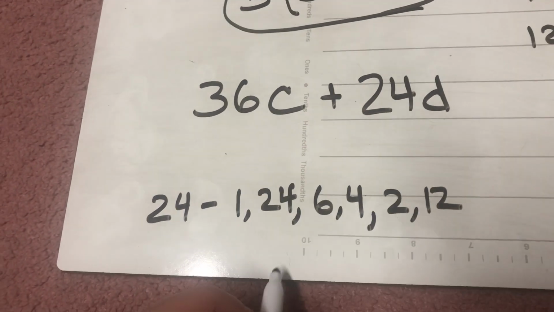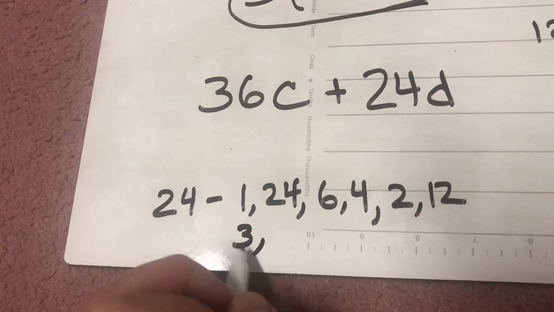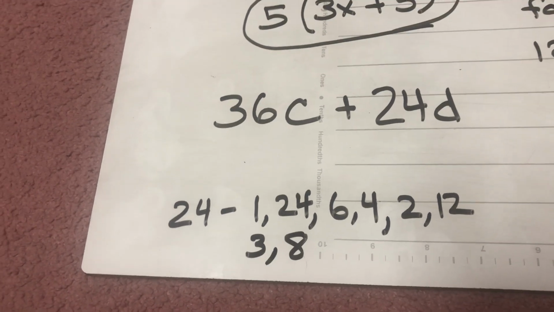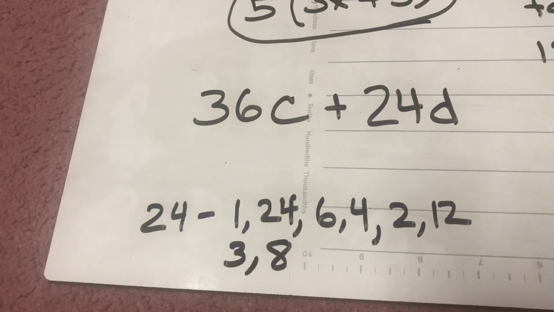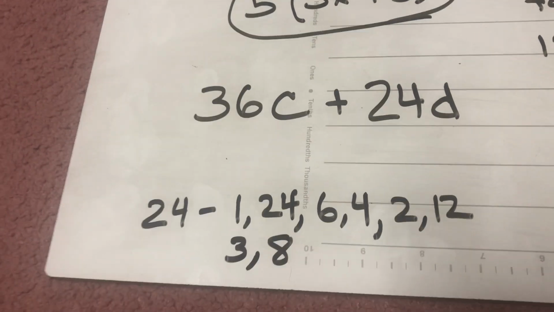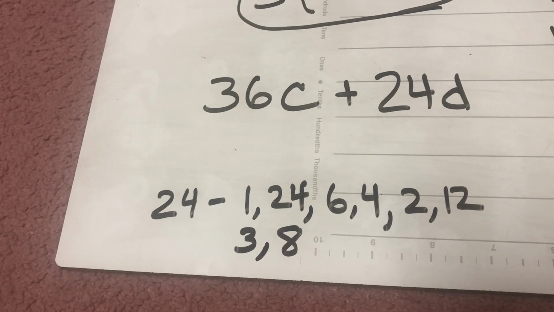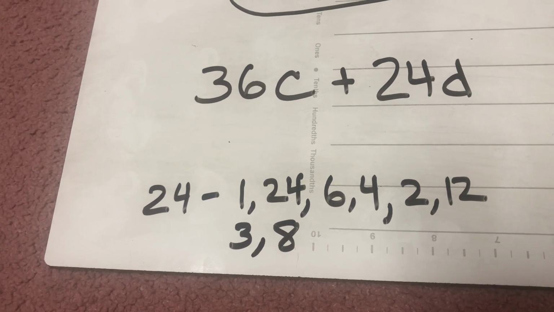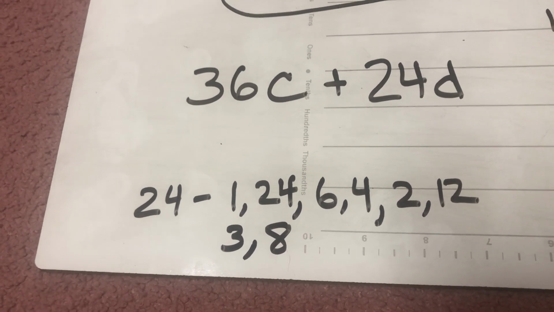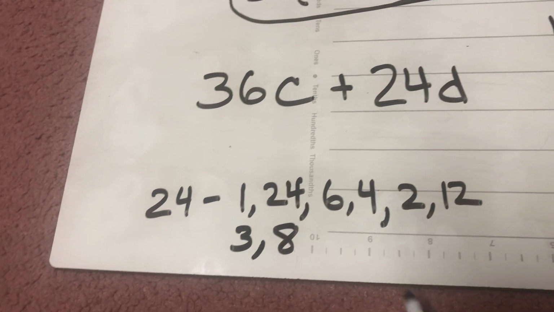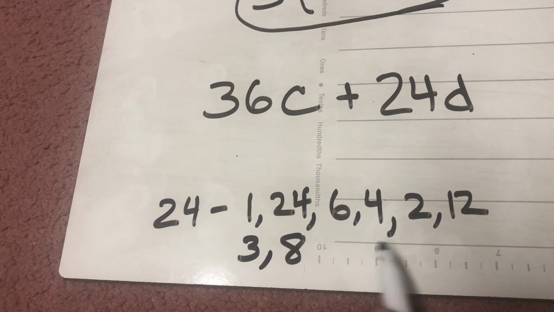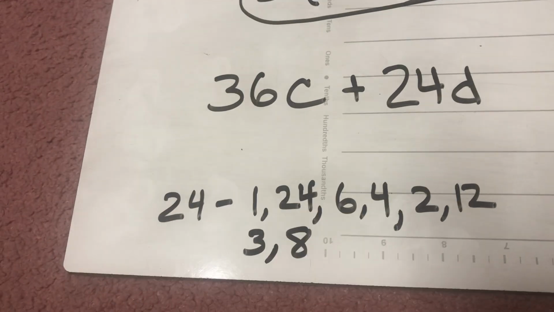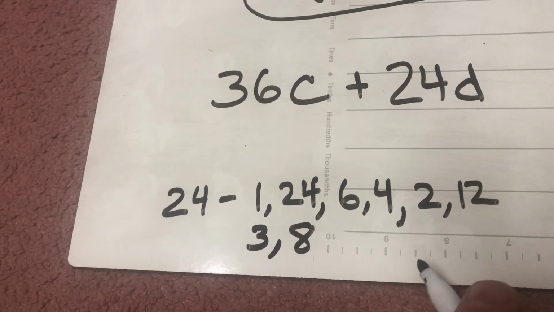I also know that 3 can go into 24. 3 times something has to be 24. That's got to be 8. 3 times 8 is 24. And I think I have all the factors of 24. I'm going to say that with pretty good confidence, that I have all the factors that can be considered whole numbers of 24. Now I'm trying to figure out which one of these is the greatest one that will also work with 36. It has to work with both of them.